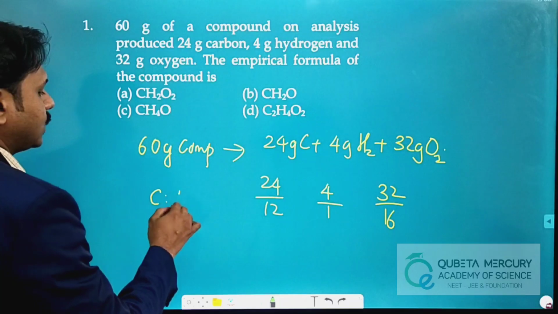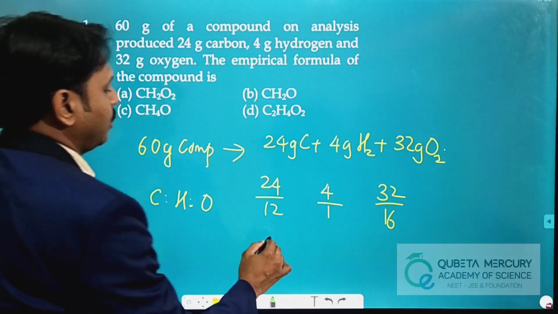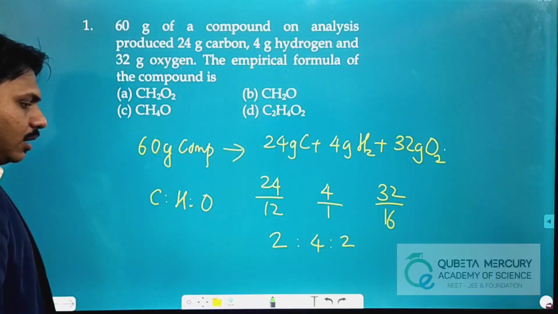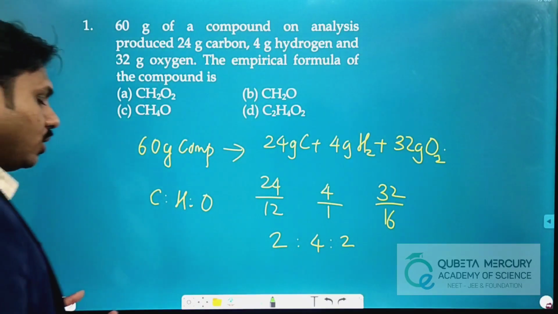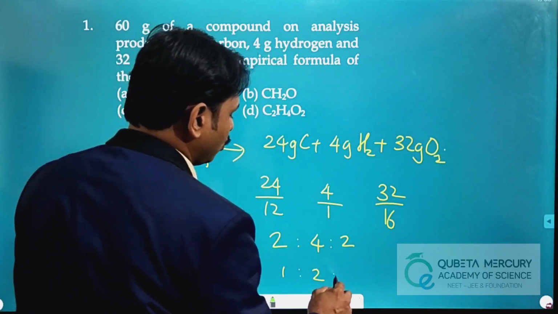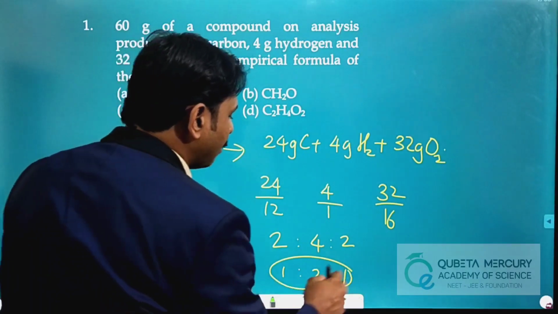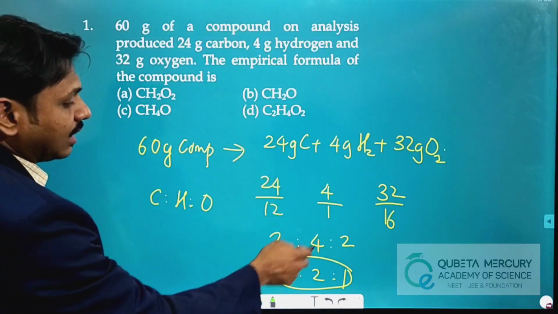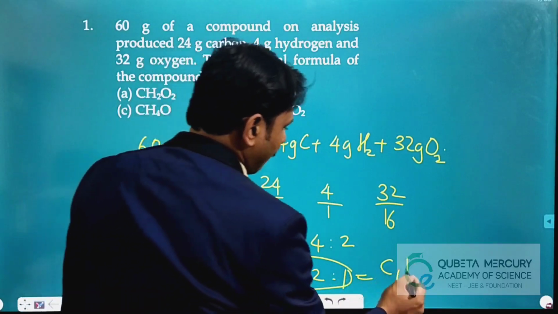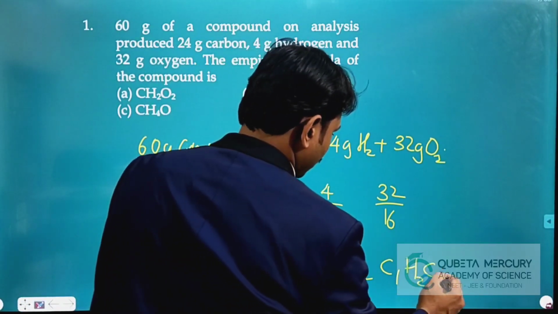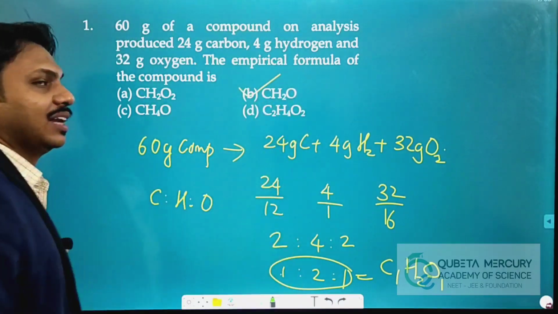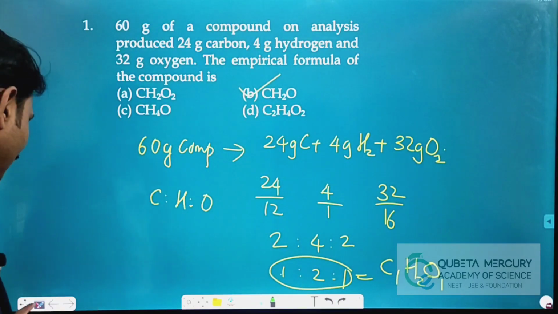So carbon is to hydrogen is to oxygen ratio will be 2 is to 4 is to 2. Then the simplest ratio will be, dividing by 2, that is, simplest ratio is 1 is to 2 is to 1. And this is the number of those particular atoms in this empirical formula. That is C1H2O1, that is CH2O, and B is the right answer. Moving to next interesting question.